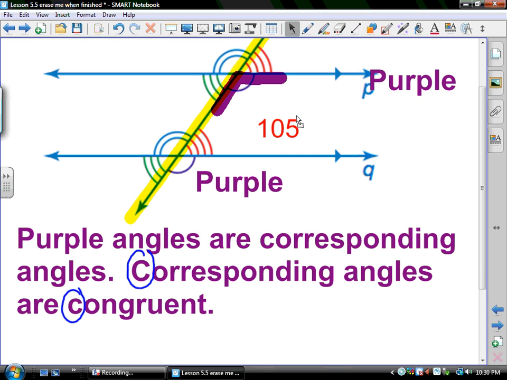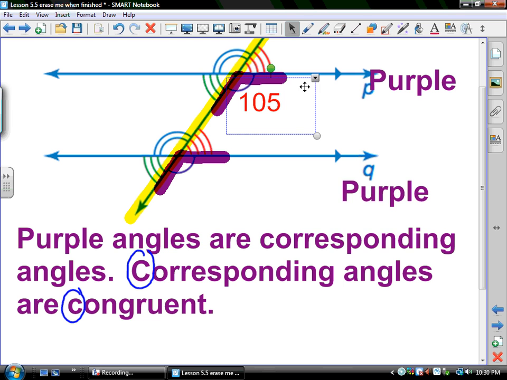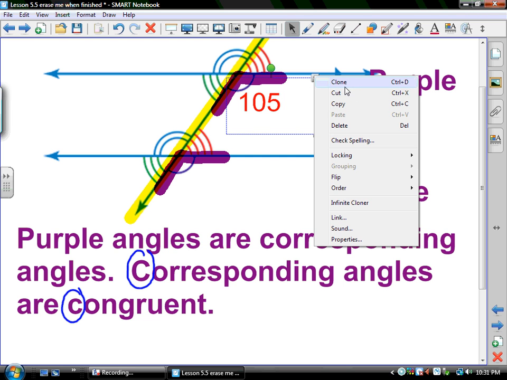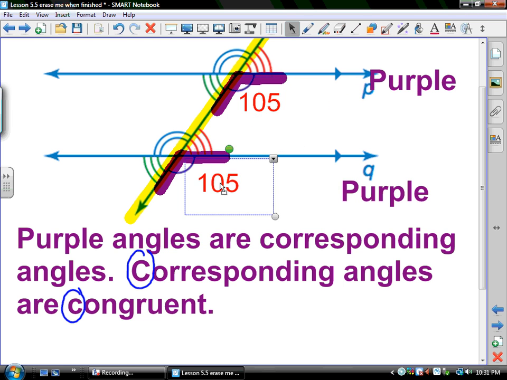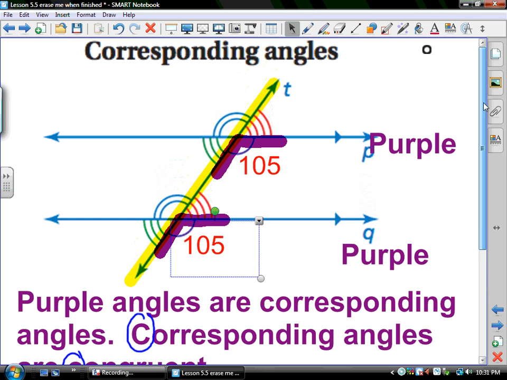So, if this is 105 degrees, by definition, this angle right here that is purple also is a corresponding angle. Corresponding angles by definition have to be congruent. So if this purple angle is 105, this one has to be 105. And I know you're going to try to get me for minus 10 because I had to put my degrees. Shouldn't have reminded me. Thanks for helping the bears out.